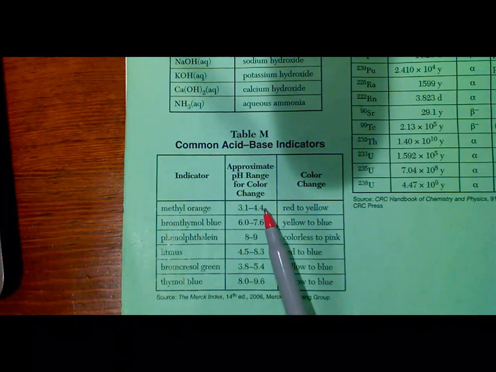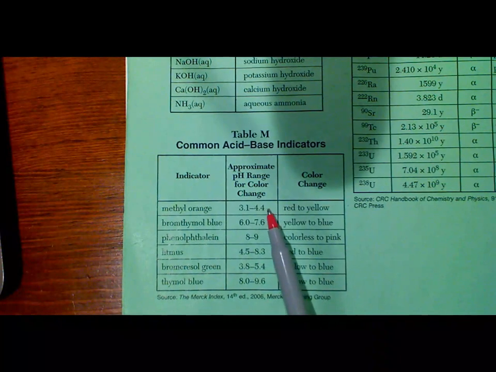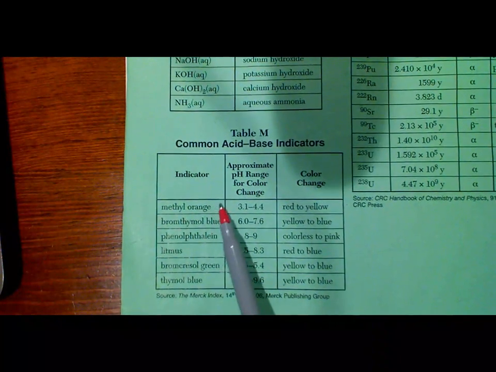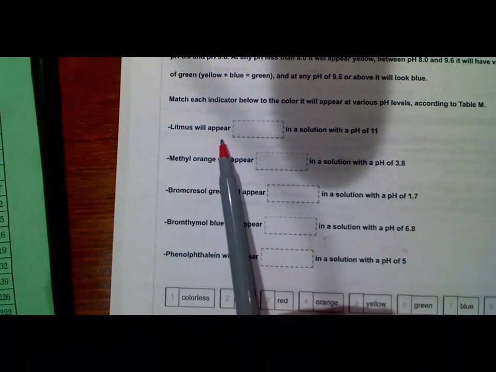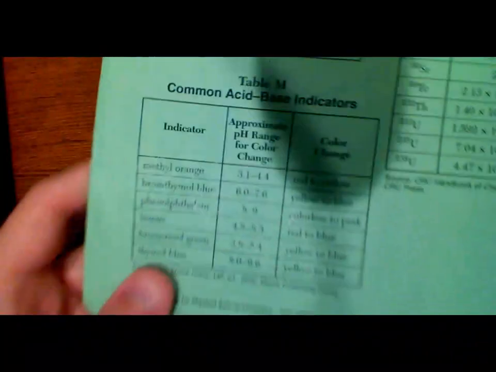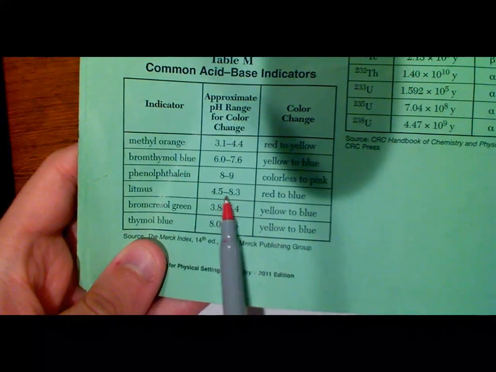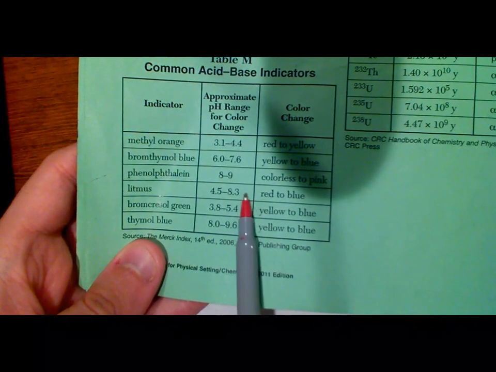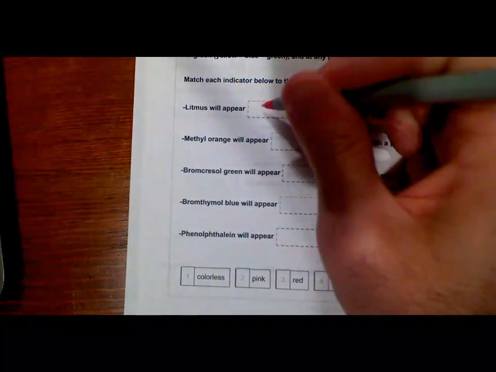And if you test anything with a pH of 4.4 and above, so all the way up to 14, it will look yellow when you put this indicator chemical methyl orange into it. So using that info, let's fill this in. Litmus will appear what color in a solution with pH of 11? So let's see litmus, and we want to see pH 11. So let's check the color range. pH 11 is going to be higher than pH 8.3, so it'll be on this side, and litmus would look blue.